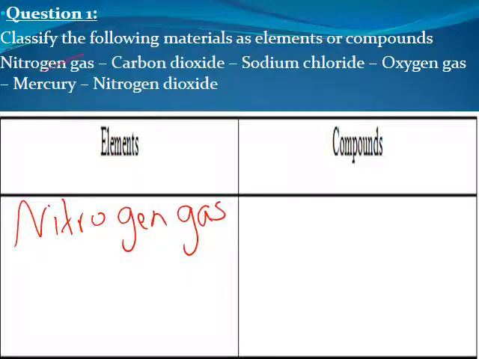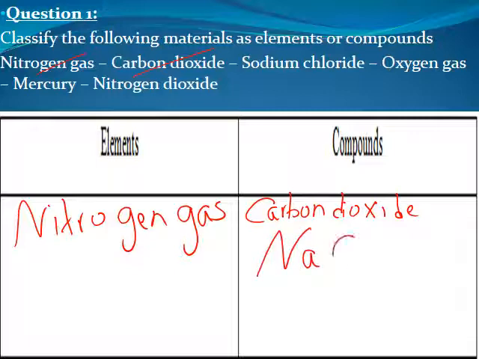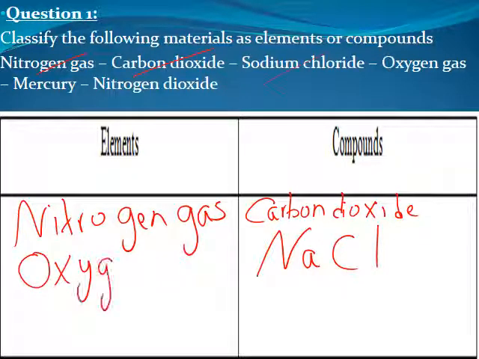Here we can cross it. Carbon dioxide, CO2, is composed of carbon and two oxygen, so it's a compound. Moving to sodium chloride, table salt, NaCl. This one is a compound composed of sodium and chlorine. Here we can cross it. Oxygen gas, O2, is an element.